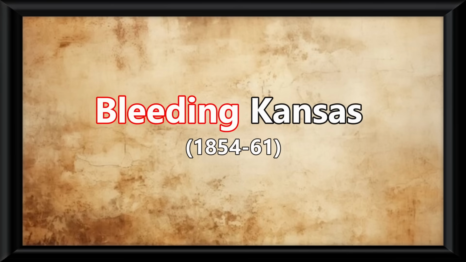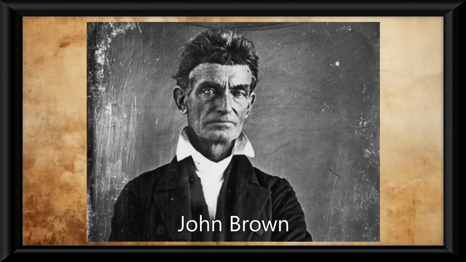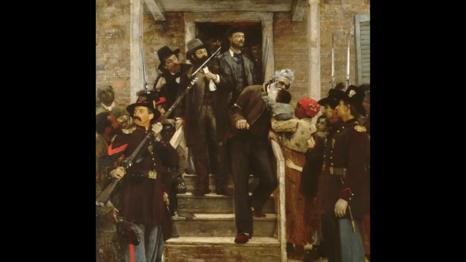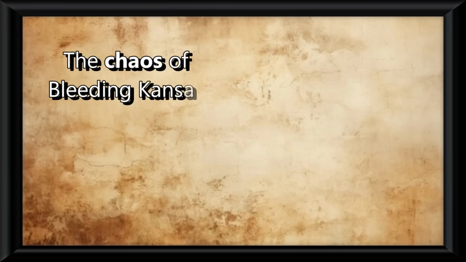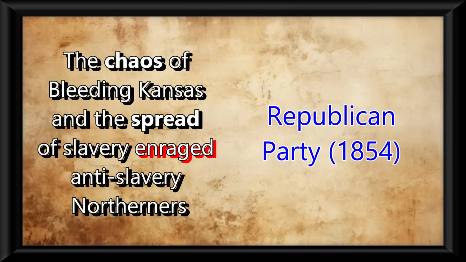One of the people famous here was an absolutely insane man named John Brown, who was against slavery and staged a slave rebellion at Harper's Ferry, before being killed by the expertise of Robert E. Lee. The chaos of Bleeding Kansas and the spread of slavery enraged anti-slavery Northerners, leading to the formation of the Republican Party in 1854. But now that we have all this, let's contextualize and envision the world right now.